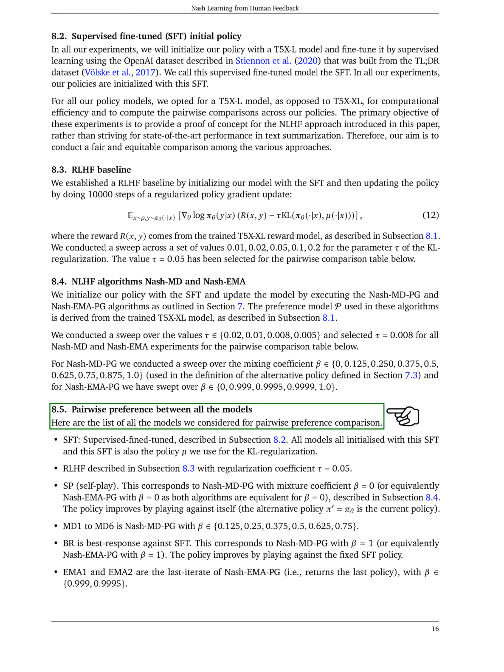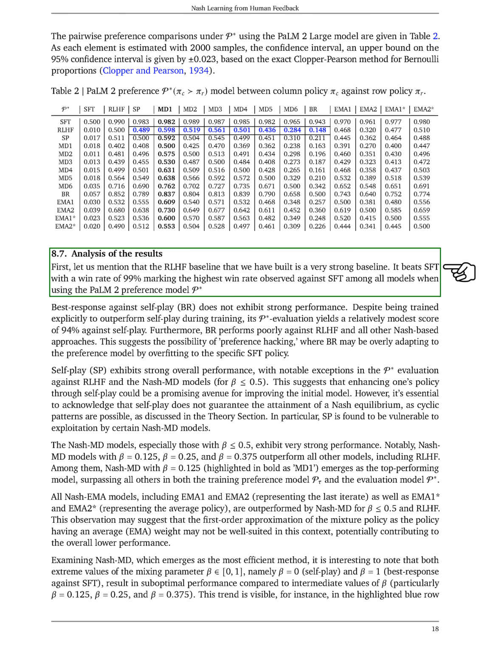We've also provided a confidence interval, which is a measure of the uncertainty of our results. Now, let's discuss the results. Our RLHF baseline model performed very well, beating SFT with a win rate of 99%. This is the highest win rate we've seen against SFT using the PaLM 2 preference model.